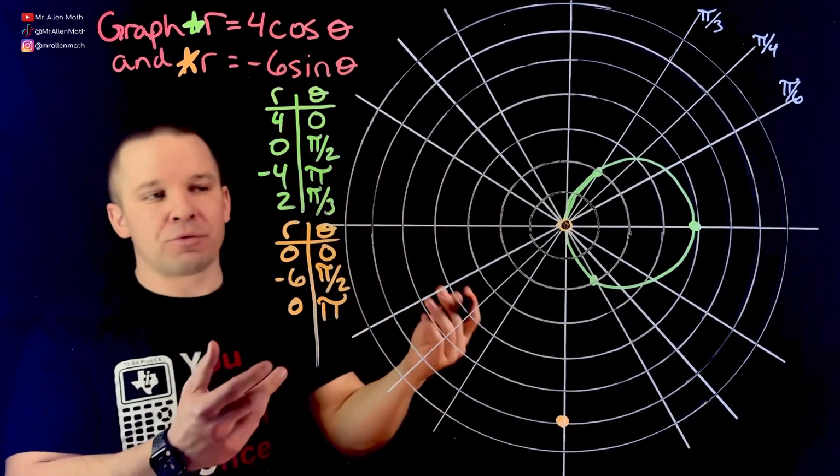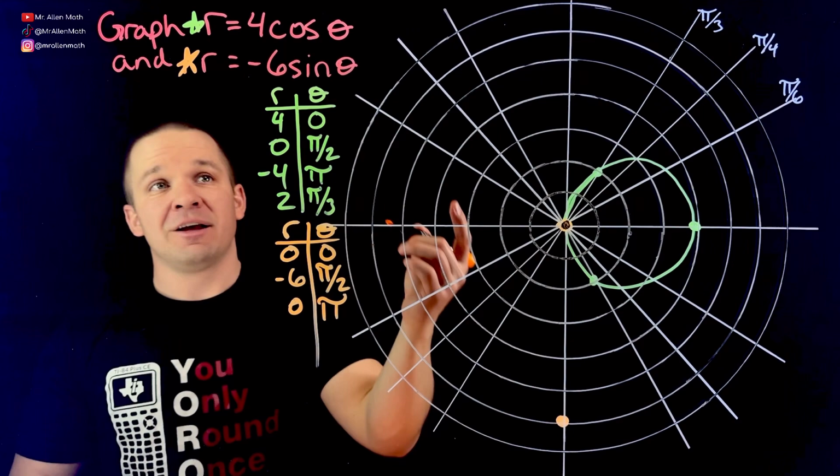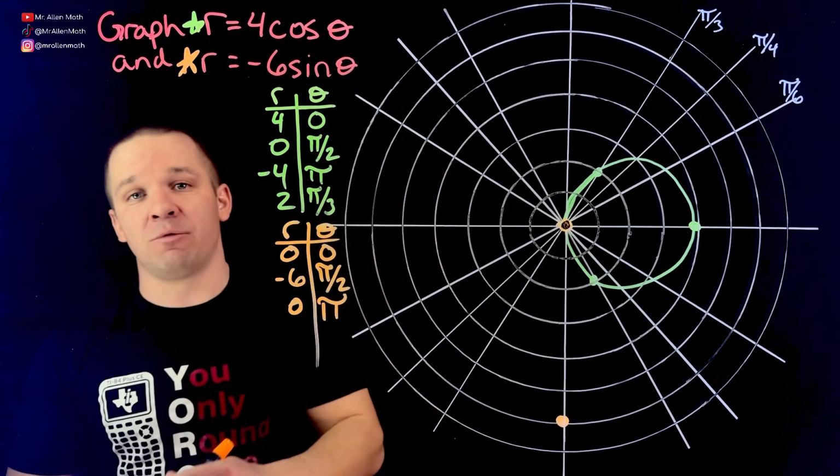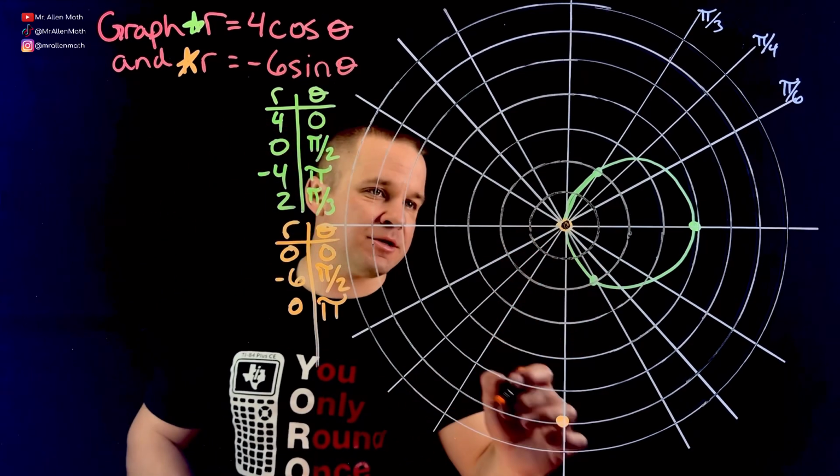And if I did 3 pi over 2, the same thing would happen. I'd get -1 times 6, which is -6, right? So then it's doing the whole thing, okay? So it's opening down. It's a circle opening down.